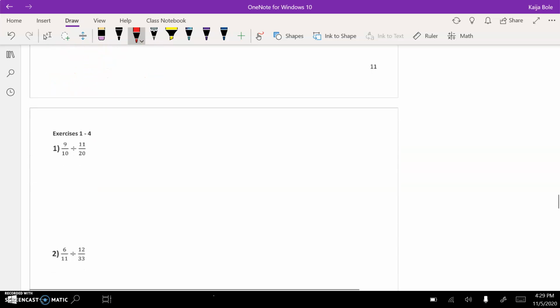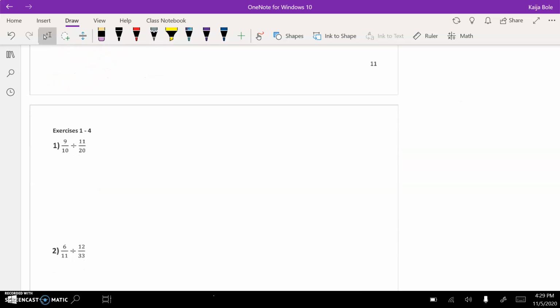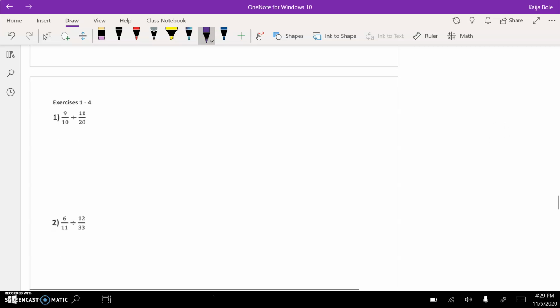Alright, then moving on to the next page here. Numbers get a little bigger. No need to panic though. So on number 1 here, 9/10 divided by 11/20. So 9/10 times 20/11. Okay? Now, this is where the cross division is important because we really want to be able to multiply this without the calculator. Okay, and I don't think anybody wants to do 9 times 20 or 10 times 11.